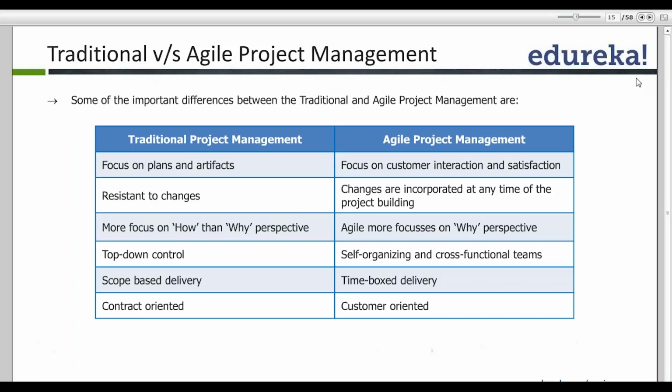Traditional project management stresses a lot on contract, whereas agile project management stresses a lot on customer collaboration and communication. So contract is not something which is more important in an agile project. What is more important is customer collaboration and customer focus. Any questions on these differences before I move ahead?